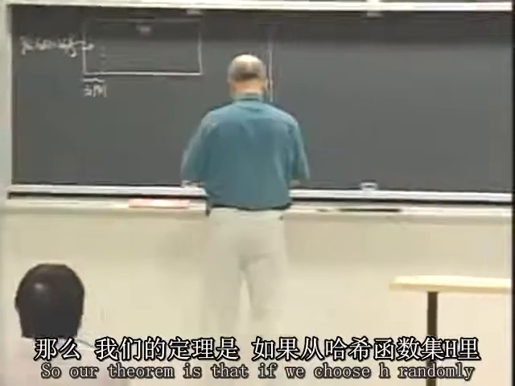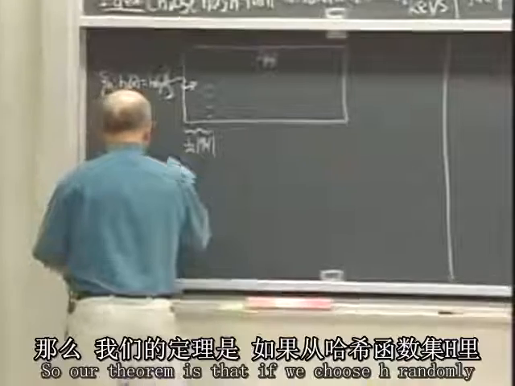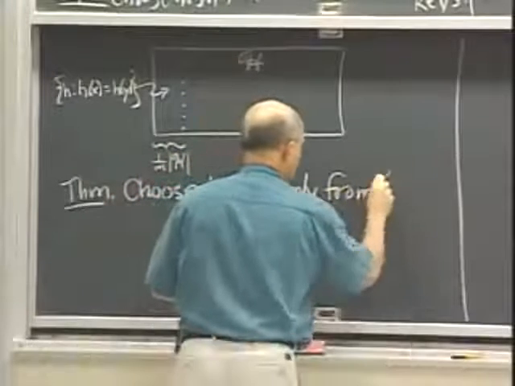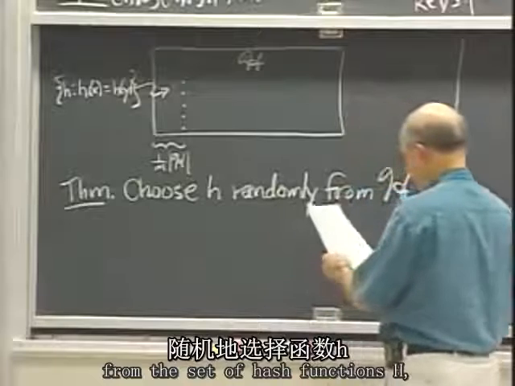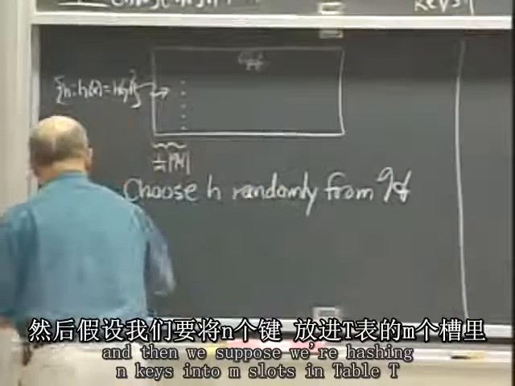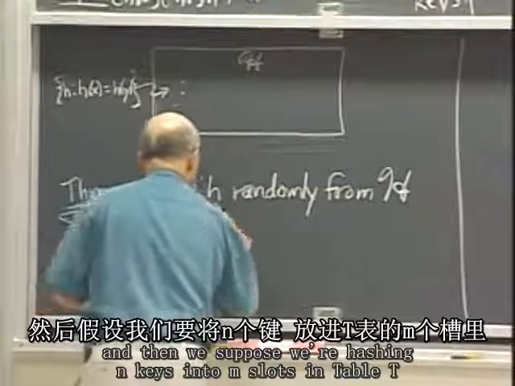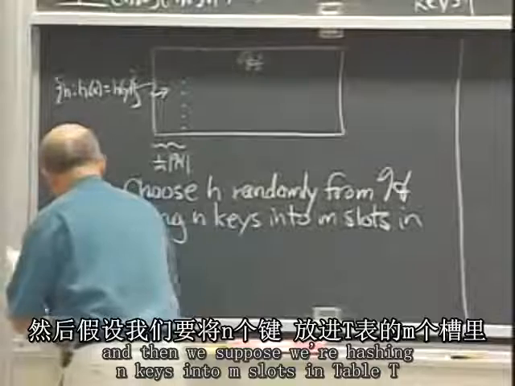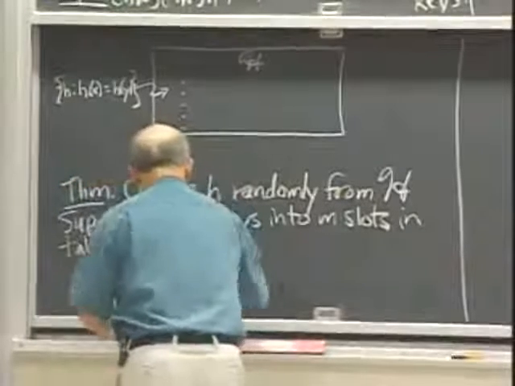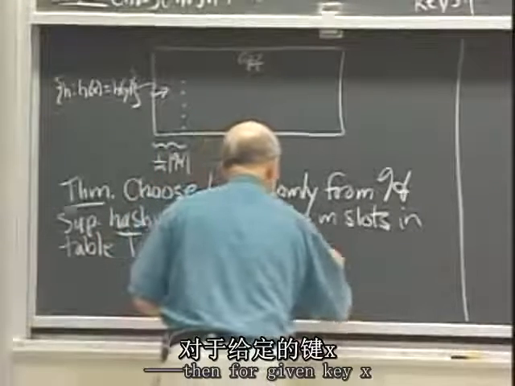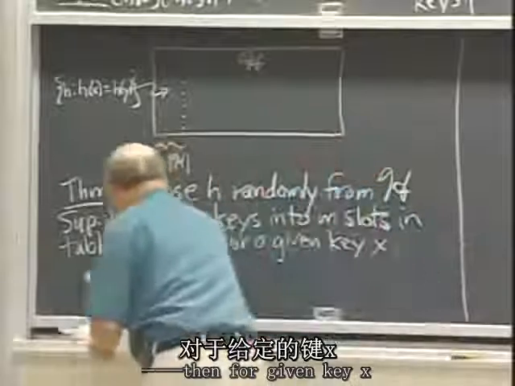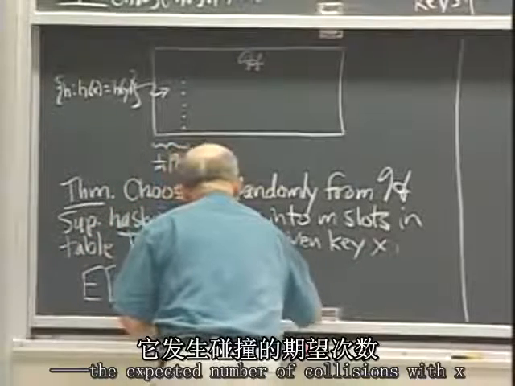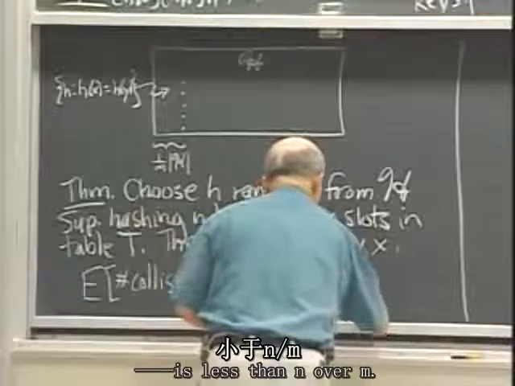So our theorem is that if we choose h randomly from the set of hash functions H, and suppose we're hashing n keys into m slots in table T, then for a given key x, the expected number of collisions with x is less than n over m.